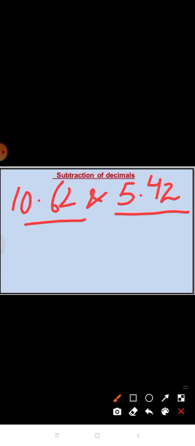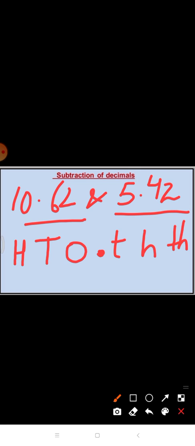So first of all, I'll write the place values. We have ones, tens, hundreds. After ones, we have a decimal point, and then we have tenths, hundredths, and thousands. Now students, we will arrange these decimal numbers according to their decimal places.